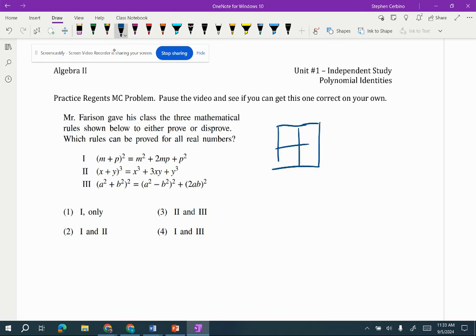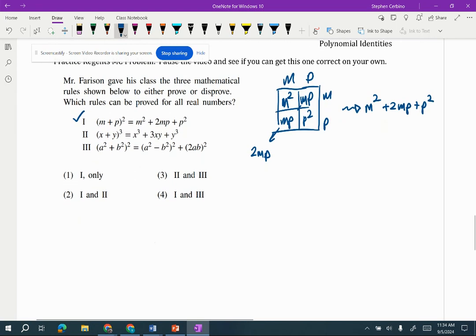So if I take m plus p and m plus p, we should have m times m, which is m squared, MP and MP, and P squared. So we could see that the MPs are like terms, so I have 2 MPs. So that whole thing is going to be equivalent to M squared plus 2MP plus P squared, which is what it says, so this one is true. That is an identity. All right, let's take a look at the second one.